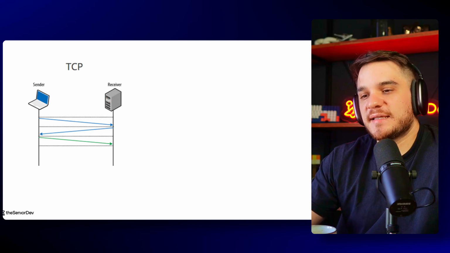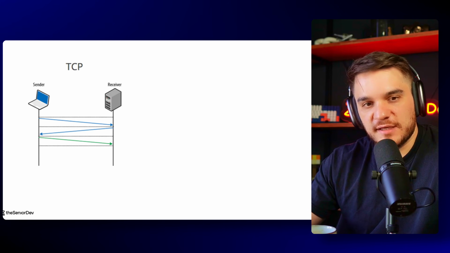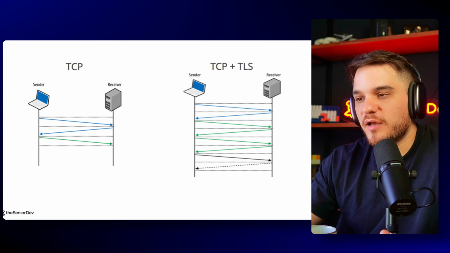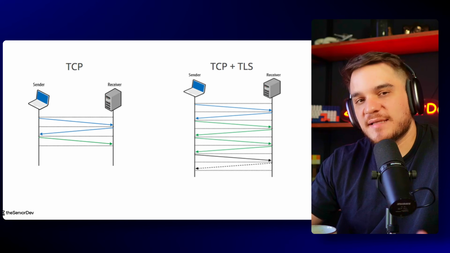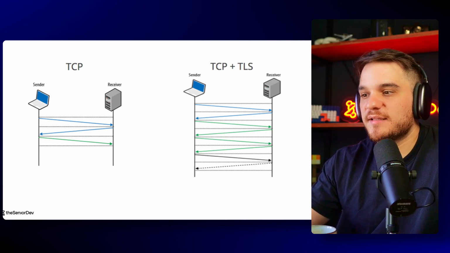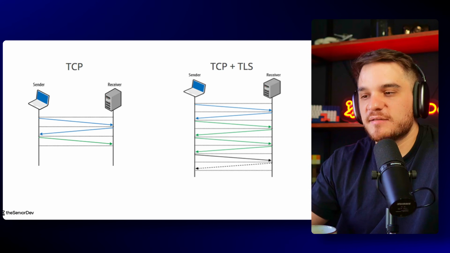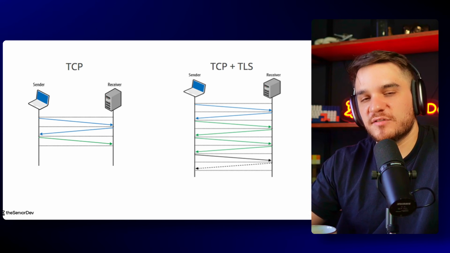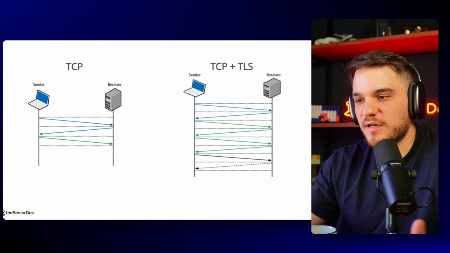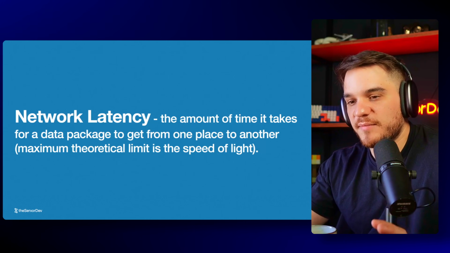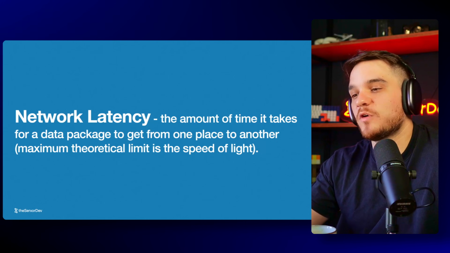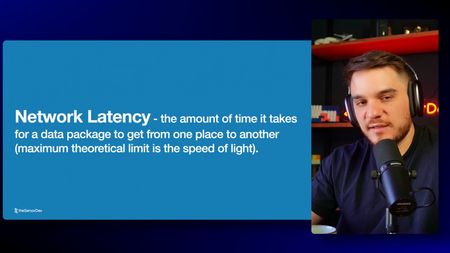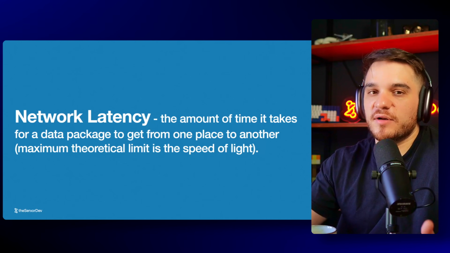Now, the other detail is that in TCP, you need 3 trips only to establish a connection. And when it comes to TCP plus TLS, that's HTTPS, you need at least 4 round trips. So you're looking at around 600 milliseconds only to establish the connection, just because the users are geographically far away. So network latency is basically the amount of time it takes for a data packet to get from one place to another. The maximum theoretical limit is the speed of light, but usually you go a lot slower than that.